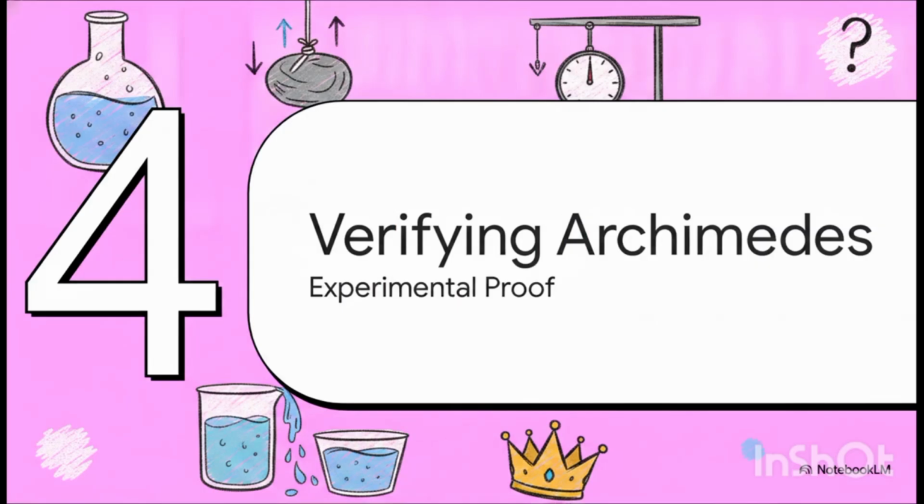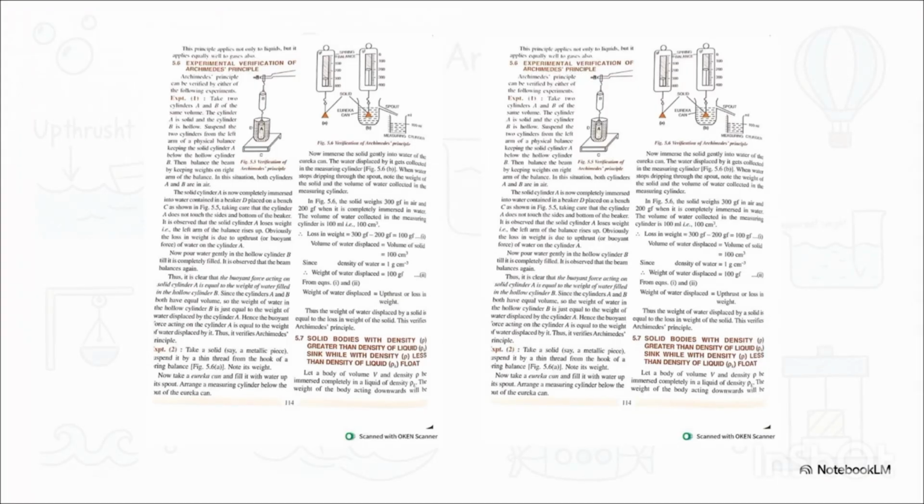Let's look at the actual proof for this in Section 4, verifying Archimedes' principle. This is where the theory becomes undeniable reality. On one side, we've got a physical balance with a solid cylinder hanging just below a hollow one. When you dunk the solid one in water, the scale tips because it loses apparent weight from the upthrust.